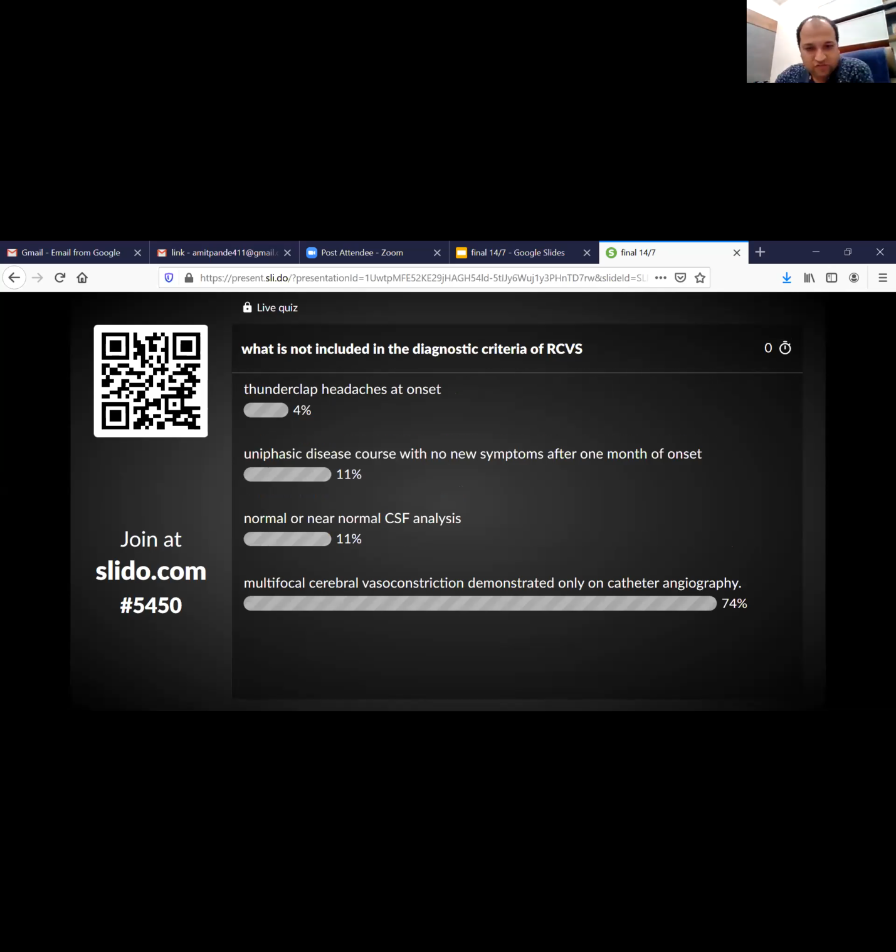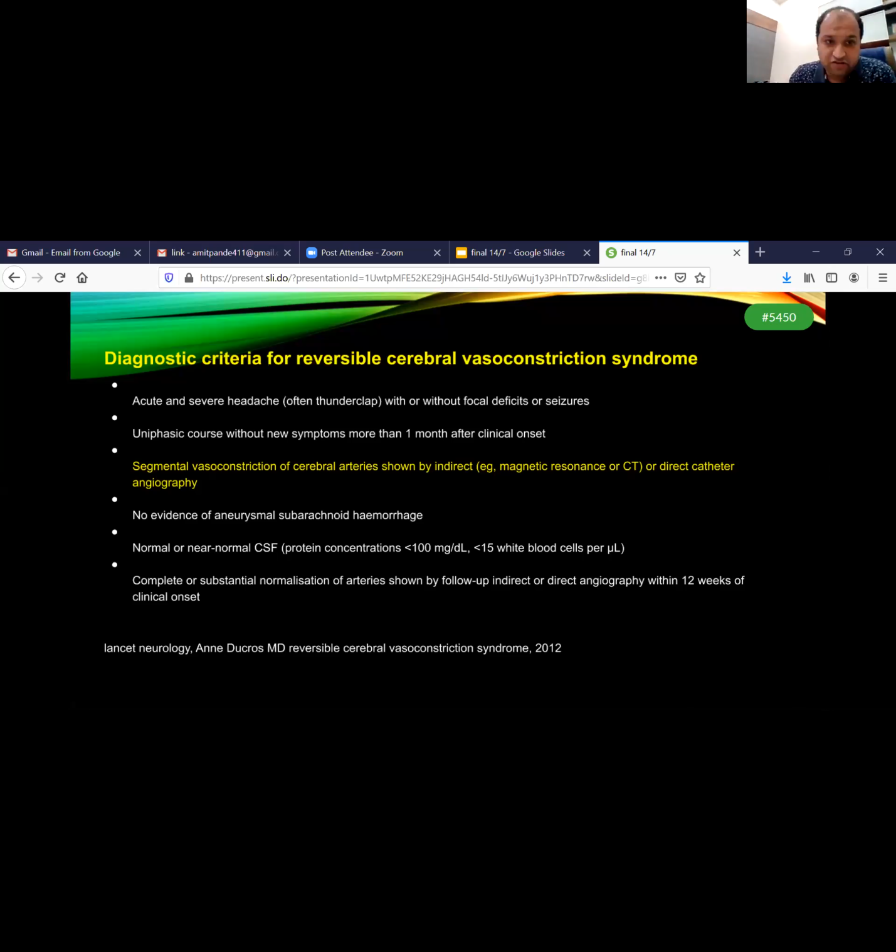Wow. So 73% of you have got the right answer. It is multifocal cerebral vasoconstriction. So this is the diagnostic criteria for reversible cerebral vasoconstriction syndrome. Patient needs to have acute and severe headache, which is often thunderclap, with or without focal deficits or seizures. It is uniphasic in course without new symptoms more than 1 month after clinical onset.